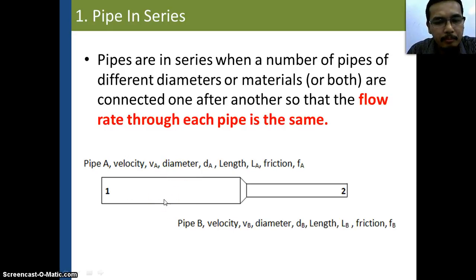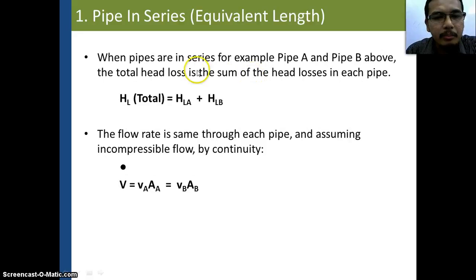For example, we also have the head loss in pipe 2. When they are connected in series, the total head loss will be the sum of the head loss in pipe A plus the head loss in pipe B.